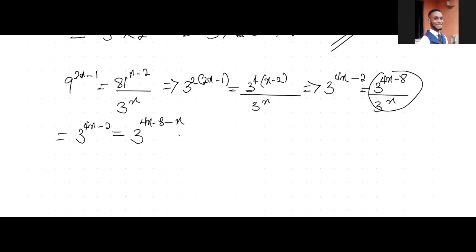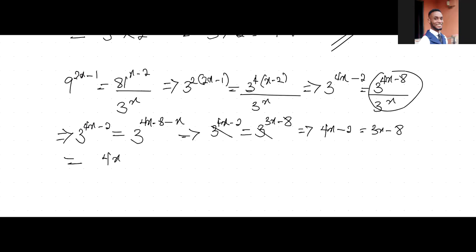Which implies that we are going to have 3 raised to the power of 4x minus 2 equals 3 raised to the power of 3x minus 8. So this becomes this. Then we are going to have 4x minus 2 equals 3x minus 8. Then what are you going to have? You are going to have 4x minus 3x equals minus 8 plus 2. Then you have x equals minus 6. So that is the value of x. I hope that is clear enough.